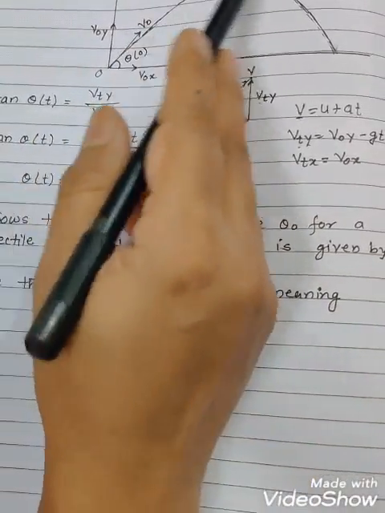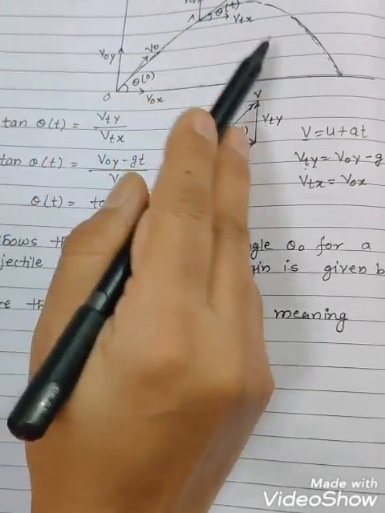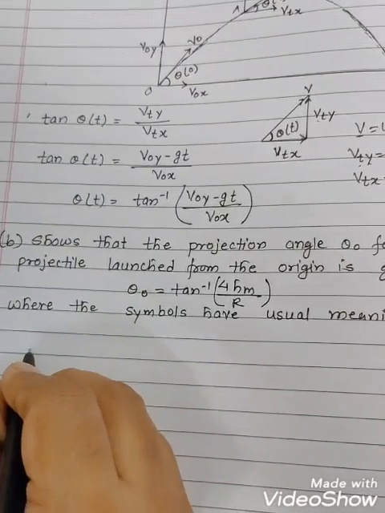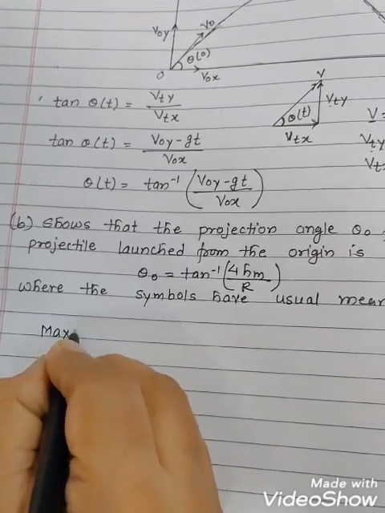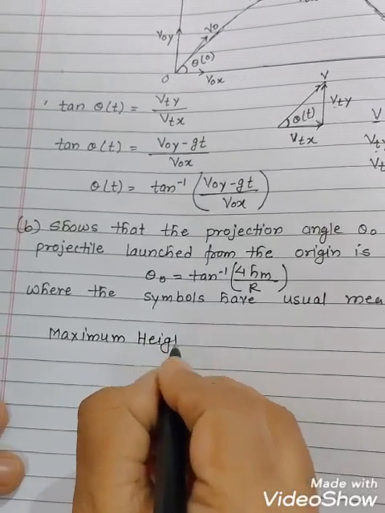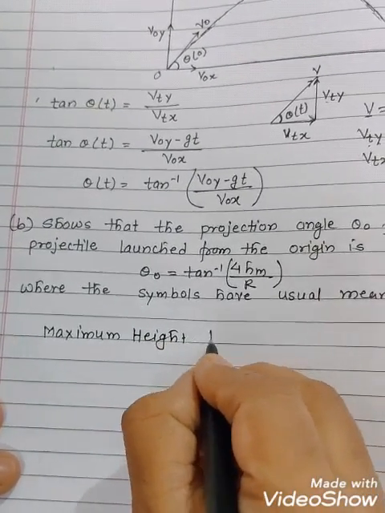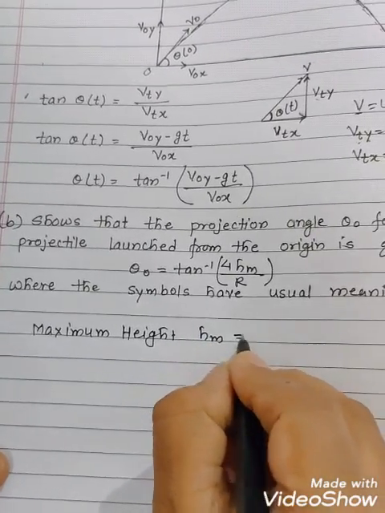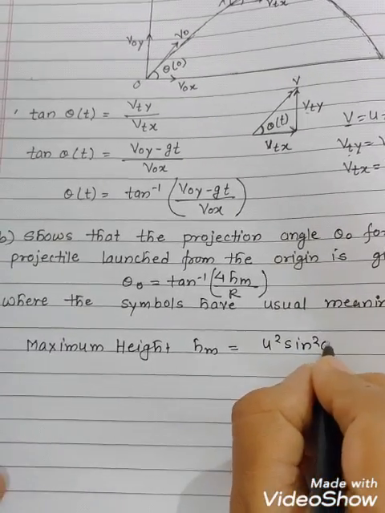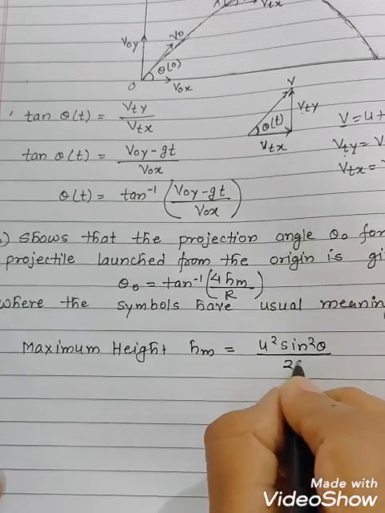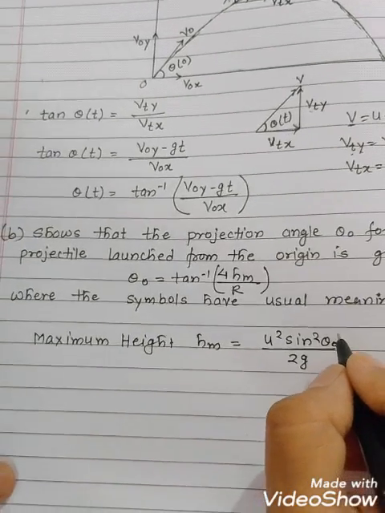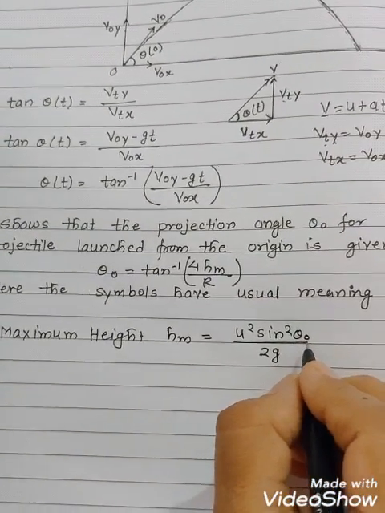So already I have made the figure as I explained to you. Okay, and now you will see the formula for the maximum height. If we write maximum height, it is hm, and this is equal to u square sine square theta upon 2g. Here theta is theta 0, the initial angle we are taking, so this is sine square theta 0.